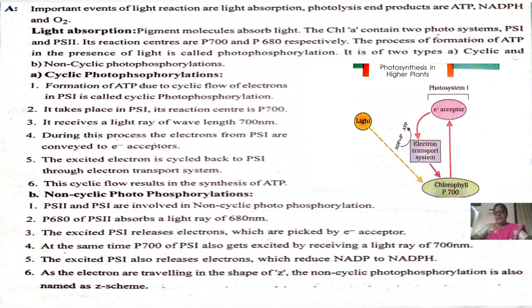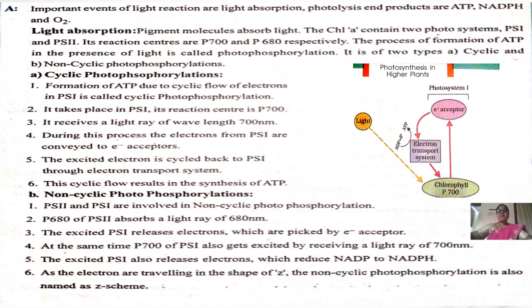In these light reactions, hundreds of pigment molecules are present, and these pigments help make photosynthesis more efficient by absorbing different wavelengths of light. Now I will tell you what the important events in the light reactions are.